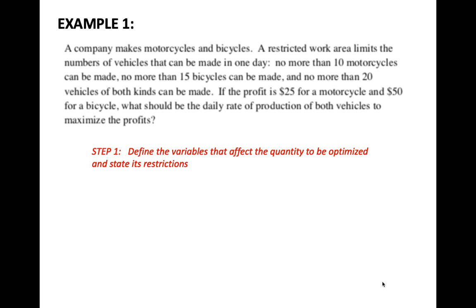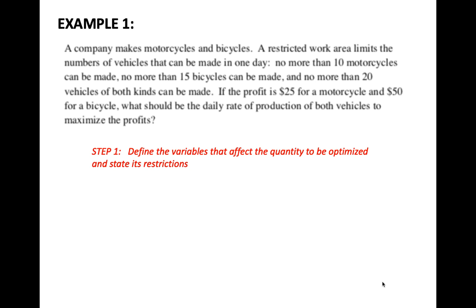In this one, we actually have a company that makes motorcycles and bicycles, and it talks about how the work area where these vehicles are being made is limited. So we've got some restrictions. No more than 10 motorcycles, no more than 15 bicycles can be made, and no more than 20 of the vehicles of both kinds can be made in one day. They give us some profit numbers, 25 for a motorcycle and 50 for a bicycle. So here's the question. What should be the daily rate of production of both vehicles to maximize the profits? That's what gives it away as being an optimization problem.